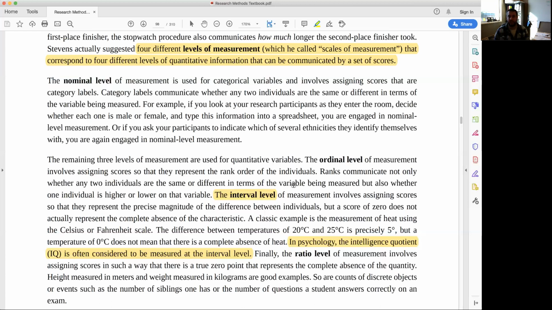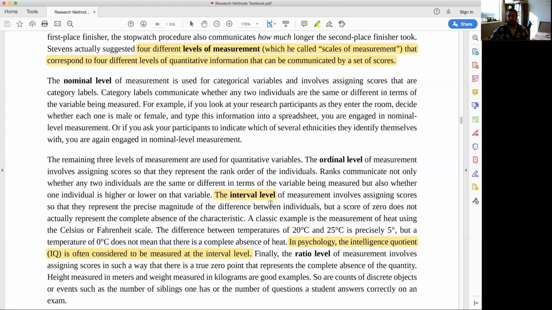Interval levels do care, and they want those intervals to be pretty much equal distance apart. So one of the big classifications of interval is that a score of 0 does not actually represent a complete absence of the characteristic. So most of the time you will see temperature used to illustrate interval levels, and that's what your textbook does as well, right? That a temperature of 0 degrees Celsius or Fahrenheit does not mean that there is an absence of heat, right? That heat is still there, it's just cold. So, 0 does not truly mean an absence of.